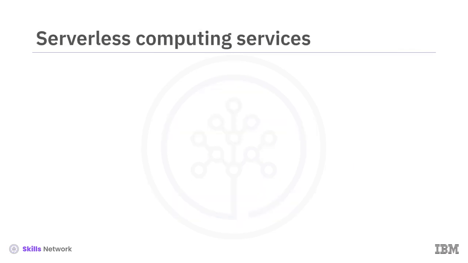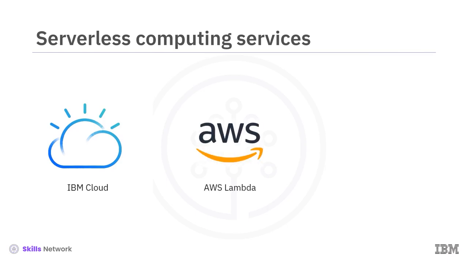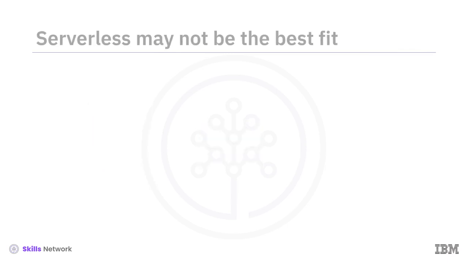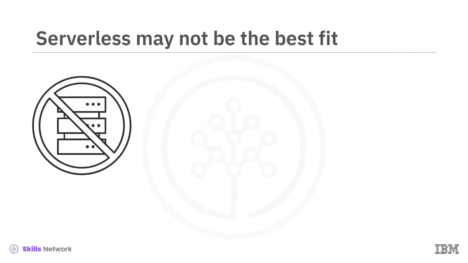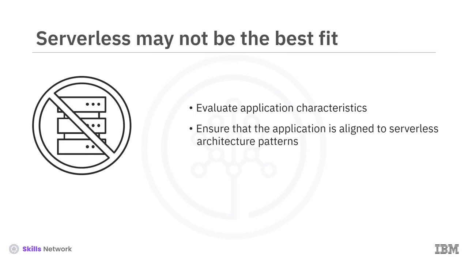Some of the key serverless computing services today include IBM Cloud Functions, which is based on Apache OpenWhisk, AWS Lambda, and Microsoft Azure Functions. It is important to note that serverless may not be the best fit for all applications or scenarios. You need to evaluate application characteristics and ensure that the application is aligned to serverless architecture patterns.